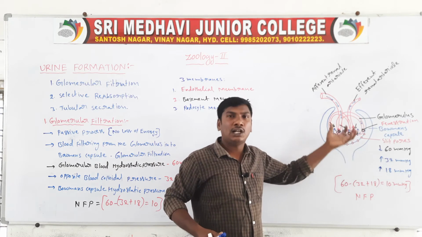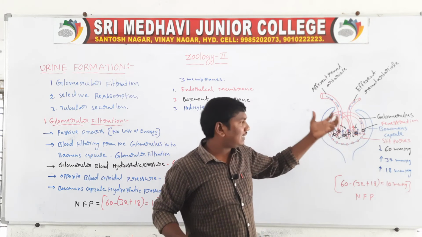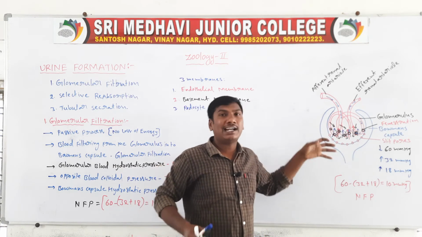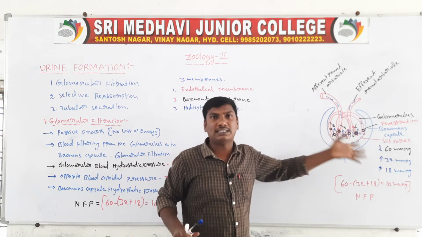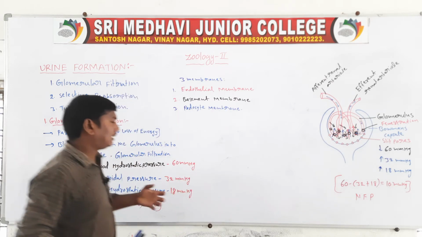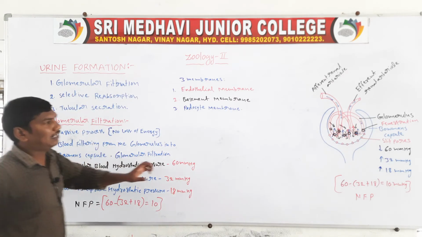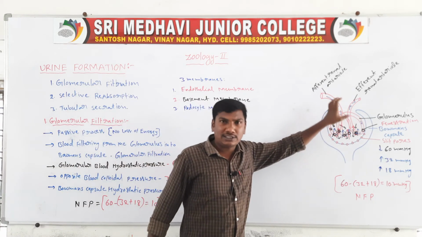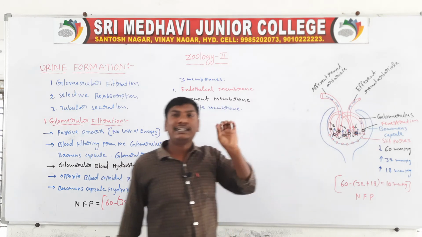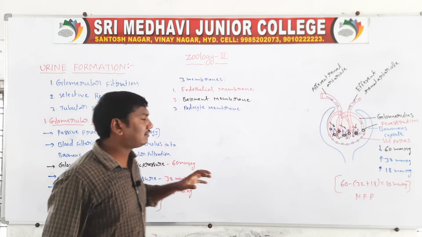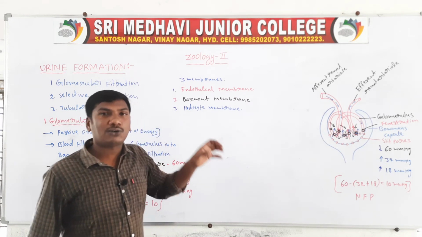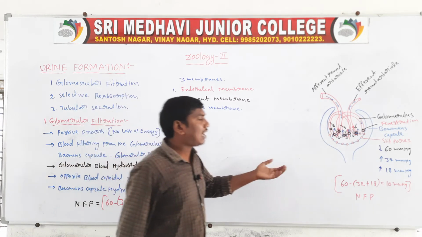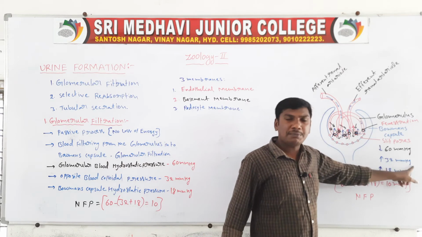This is called glomerular filtration. Glomerular filtration is driven by the net filtration pressure. First, the glomerulus blood has a blood hydrostatic pressure, which is 60 mmHg. Next, in the opposite direction, is the blood colloidal osmotic pressure, 32 mmHg.